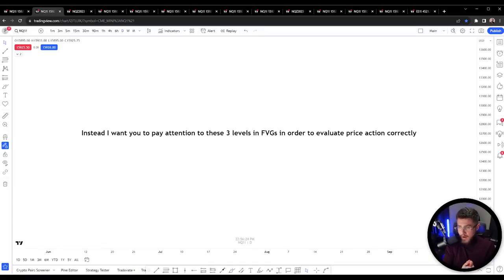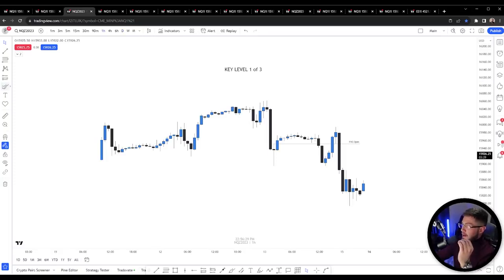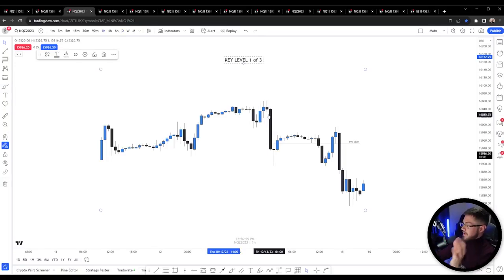evaluate price action correctly. So the key level #1 we're going to be talking about is going to be the fair value gap open. So if we are looking at a fair value gap, the open is going to be at the bottom of a bearish fair value gap, or it's going to be at the top of a bullish fair value gap. It's just going to be wherever the beginning of the fair value gap is, the first area that price will trade into when it hits it.